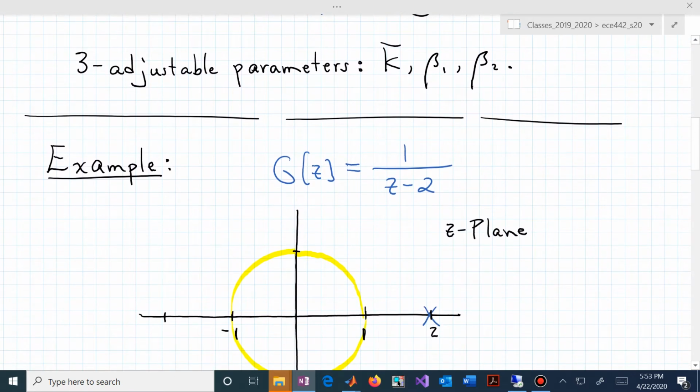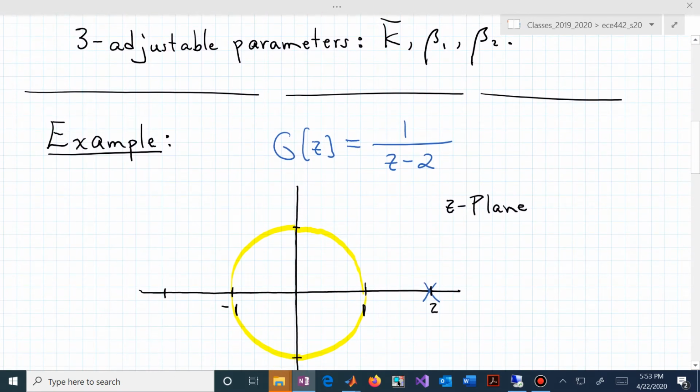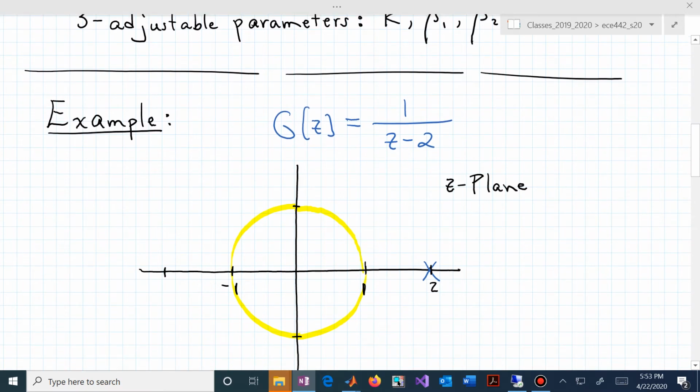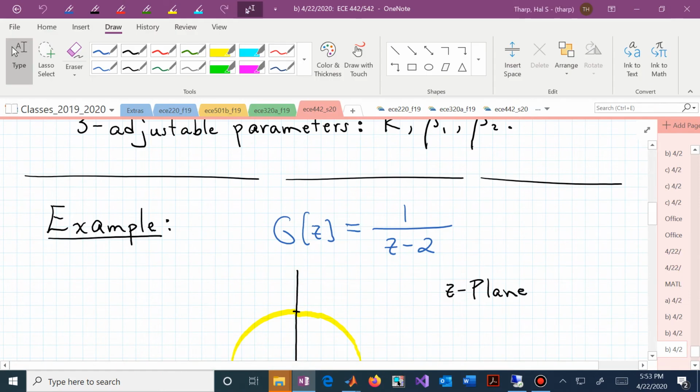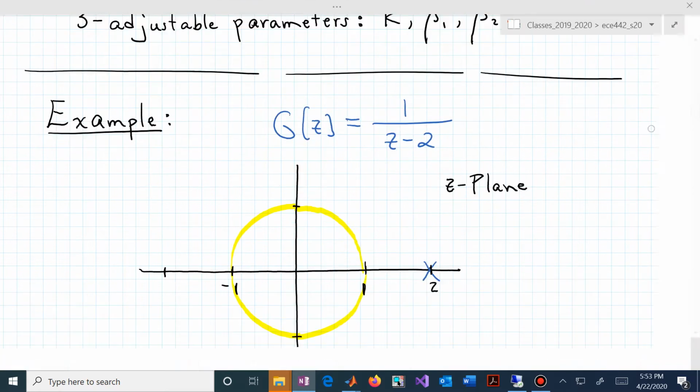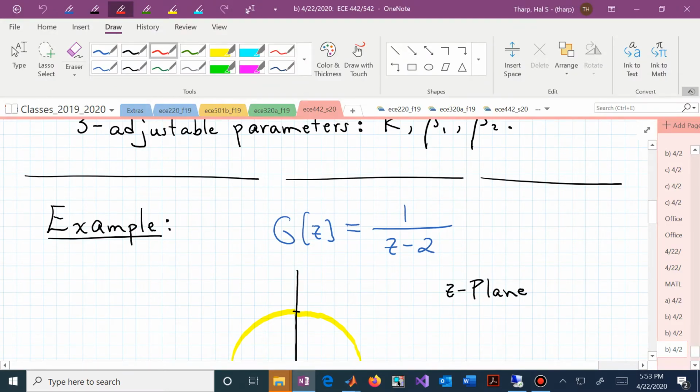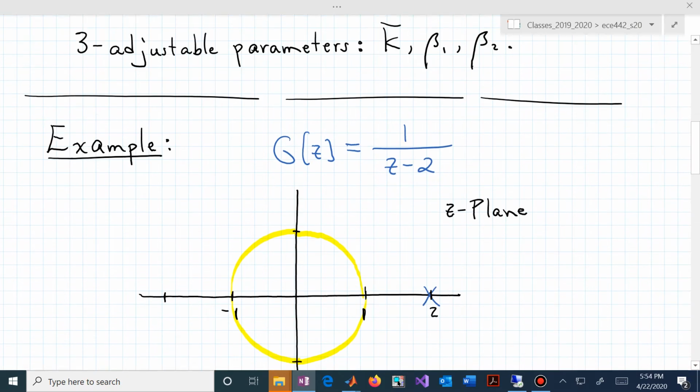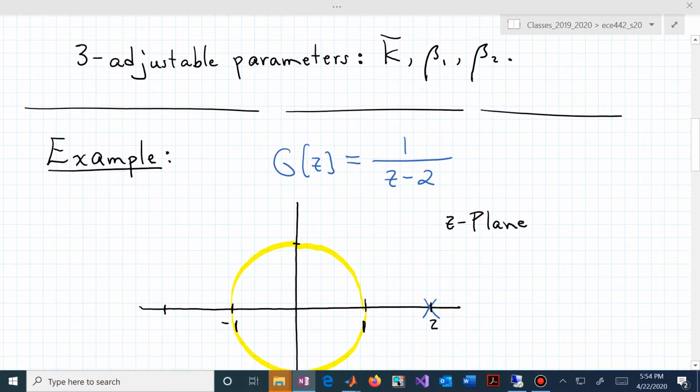An example that we've been using is this unstable system, where we now have G of z equaling a first order 1 over z minus 2. We have one pole at z equal to 2, and now we've seen that we can actually stabilize this system with a pure gain controller if we adjust the gain properly.